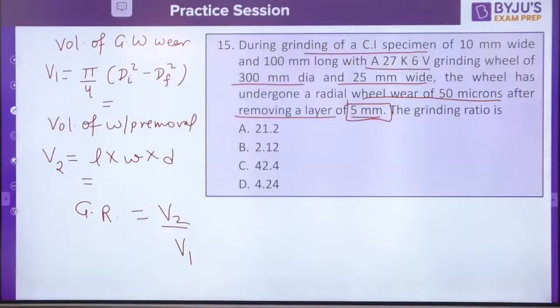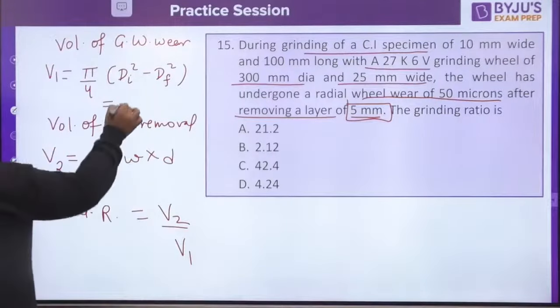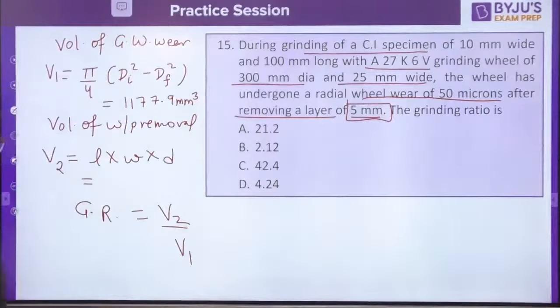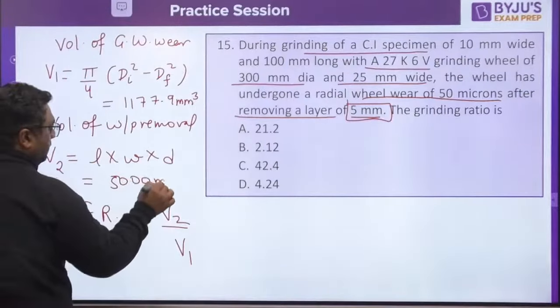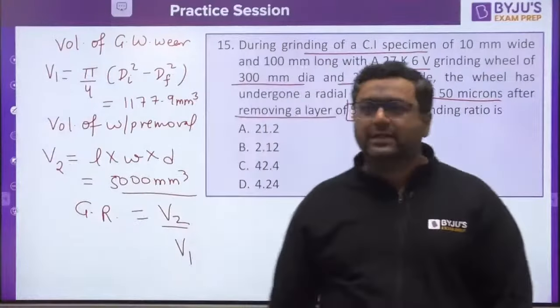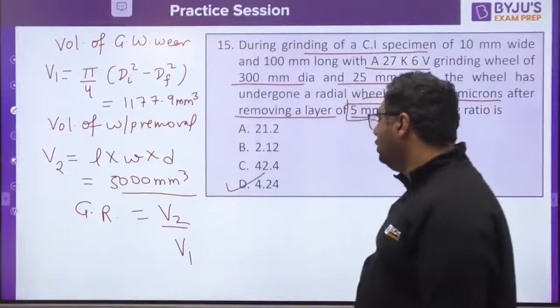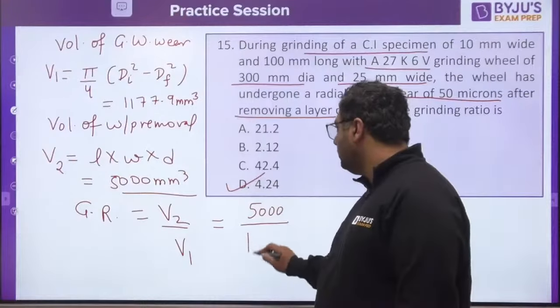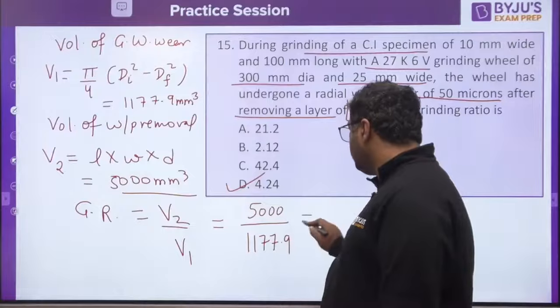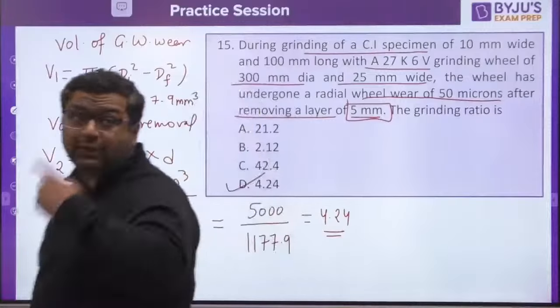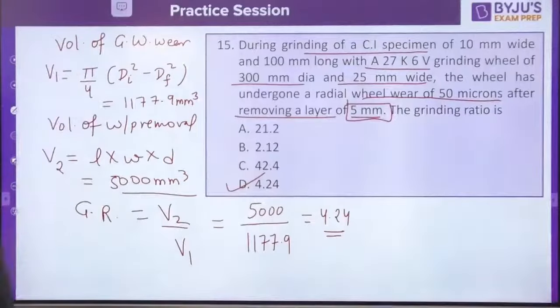So guys, you are going to get 1177.9 mm cube here, and the second portion you are getting as 5000 mm cube. So only Omkar has given the right answer for this. The answer is D. You would be getting 4.24 as the answer. Very good, guys. So the answer is going to be D for sure.